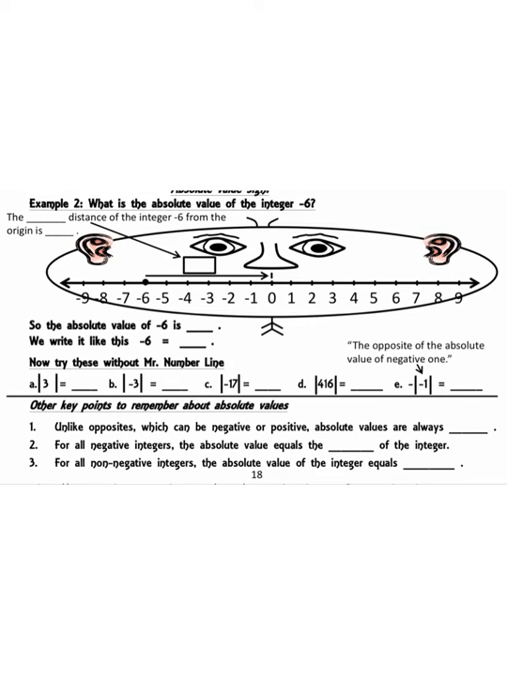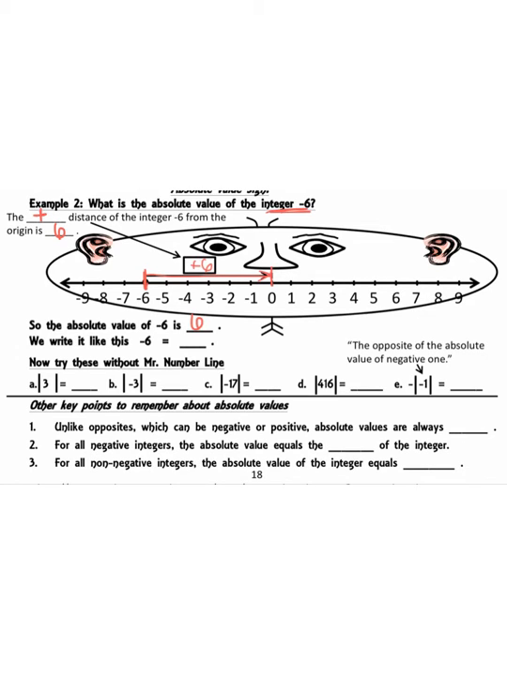Let's try another example. What is the absolute value of the integer negative 6? It is still going to be the positive. I'm just going to use a plus sign for now just to abbreviate. It is still the positive distance of the integer negative 6 from the origin. So going from negative 6, you have to move positive 6 to get back to the origin. So what's the distance? It is a positive 6. So the absolute value of negative 6 is positive 6.